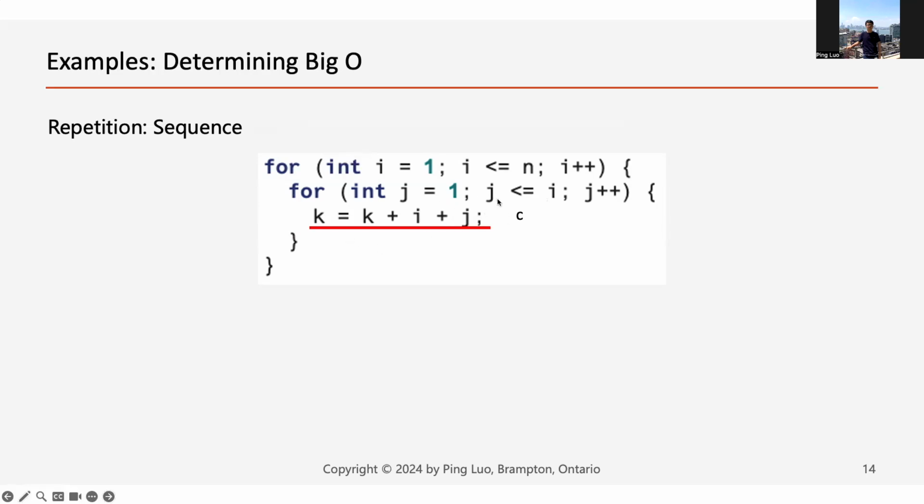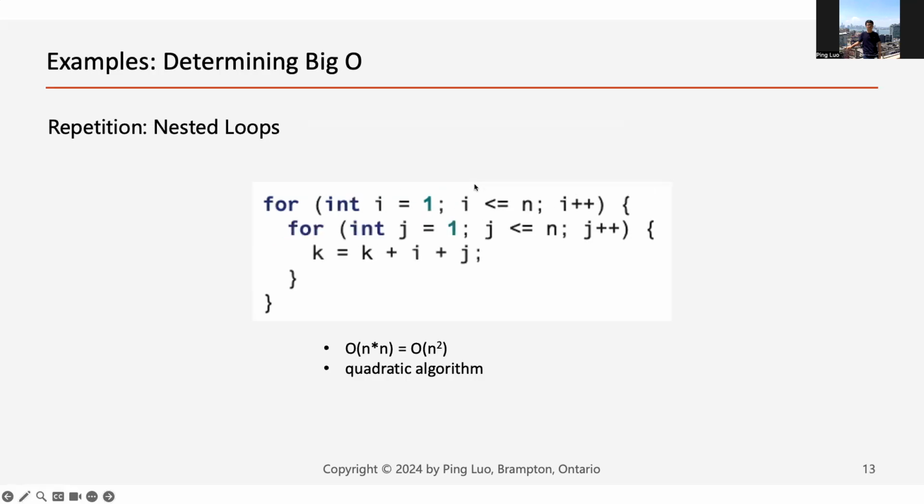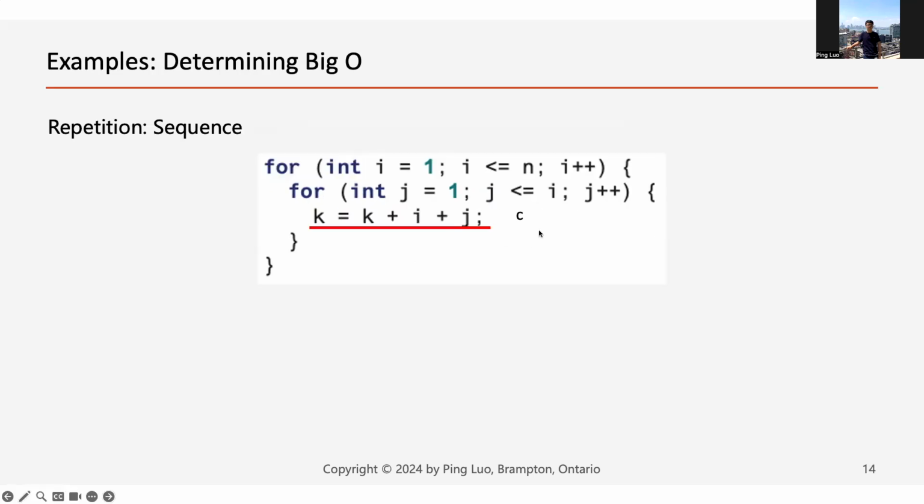So let's see this example. Very similar to the previous one, except here j is less than or equal to n, but this time the maximum number of j is determined by i. So when i equals 1, j will run just one time. When i equals 2, this for loop will run twice, right? So what do you think? Does anyone know the time complexity of this one?